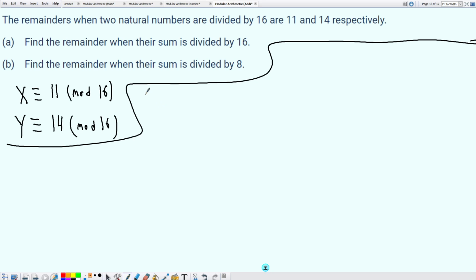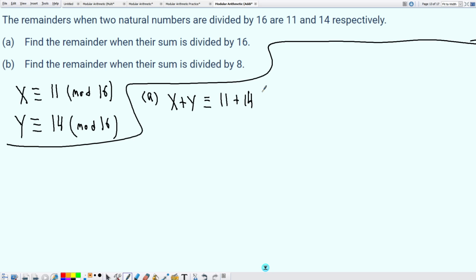So for part A, find the remainder when their sum is divided by 16. So we want to do the sum. So add them together, x plus y. And we know that that is going to be congruent to the 11 plus the 14 because of our addition property.